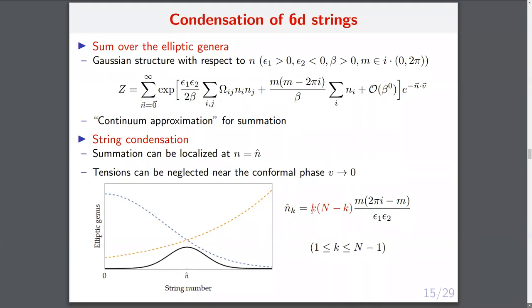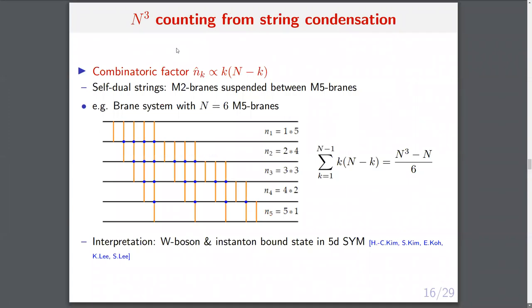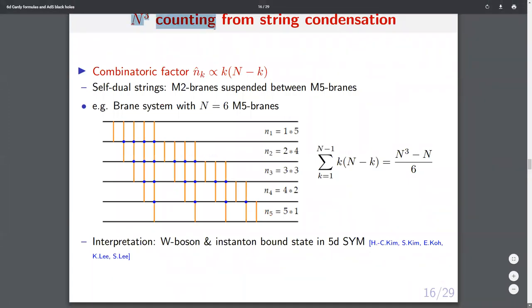So I'm going to show some implications of this combinatorial factor k times n minus k. I think it is quite related to the n cubed counting in the 6D theories. As I've said, the string condensation value n hat is proportional to k times n minus k, and I think it is related to the W boson and instanton bound state in the 5D supersymmetric theory, which was observed around 10 years ago.